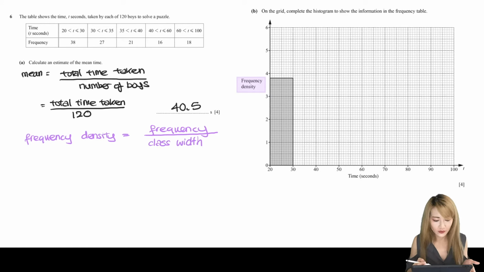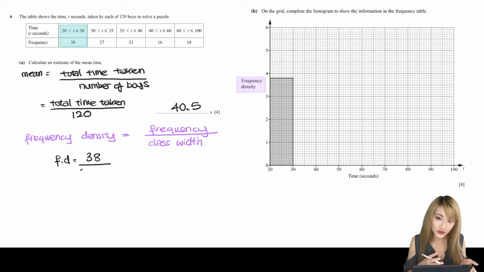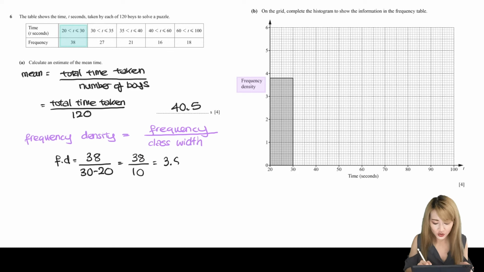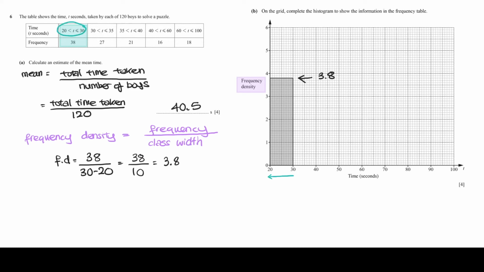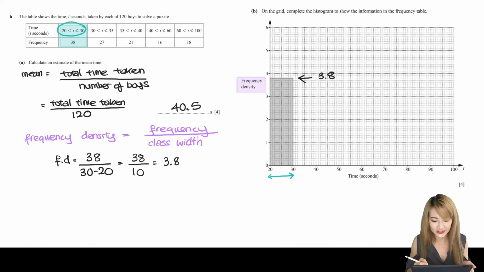So for example, for the first group, for 20 to 30, the frequency density would be equal to 38 divided by the width, which is 30 minus 20. So that's 38 divided by 10. So that's 3.8. So we need to find the frequency density for all the groups.